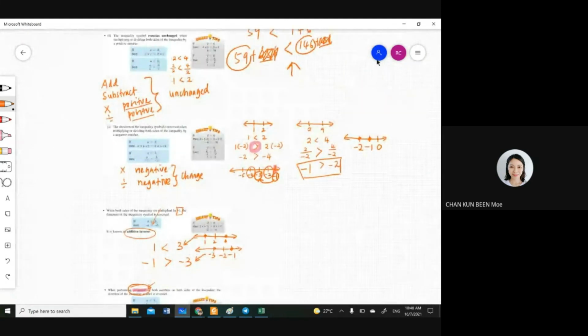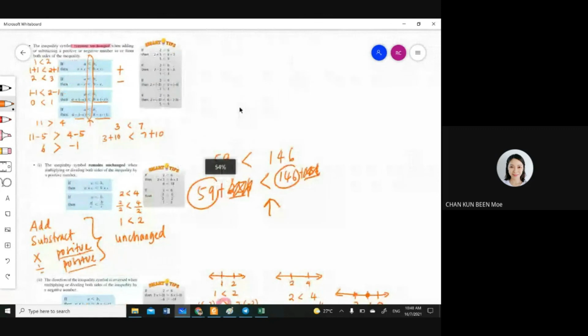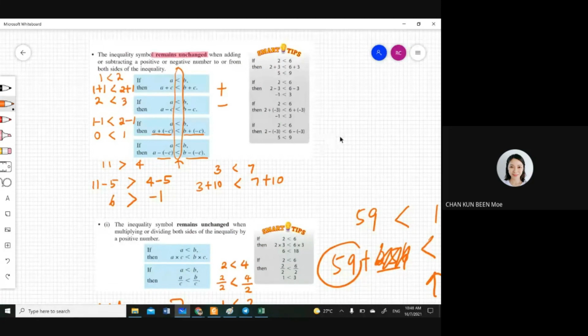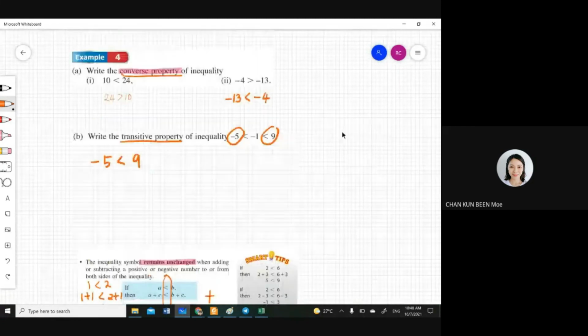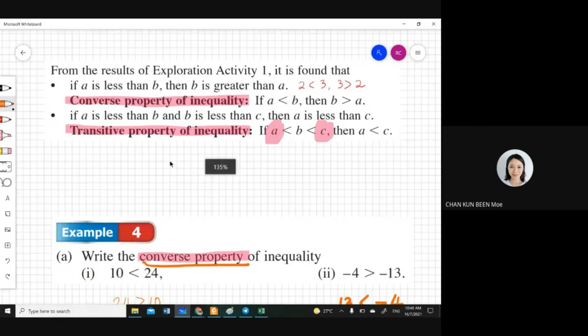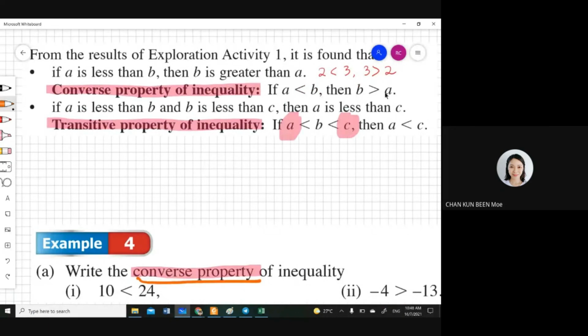I'm going to summarize everything again to see whether you understand or not. So first, just now you learned the converse property and the transitive property. Converse property means if A is less than B, B is greater than A. And then the transitive property, you compare three values together. A less than B less than C, so A is less than C. If I change it the other way around, I use X, Y, Z. If X is greater than Y, greater than Z, then if I want to compare X and Z, what is the symbol here?